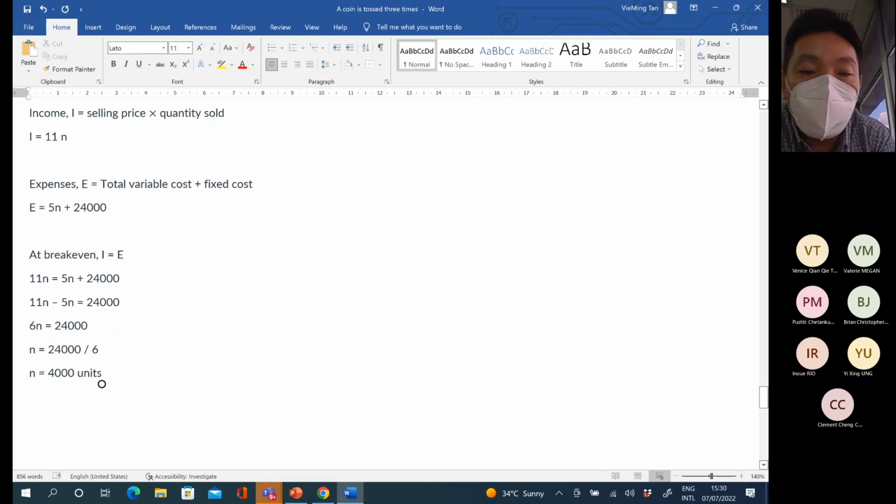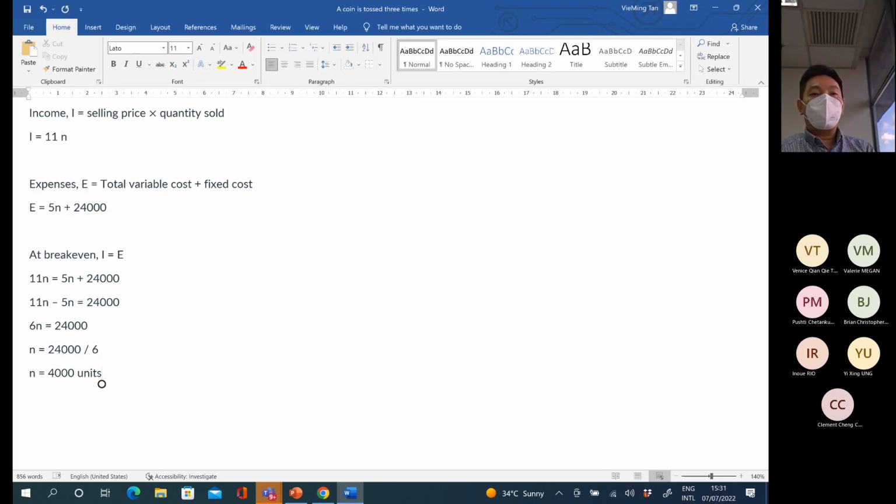So the first unit of profit that can be earned by this company is the 4,001st. So in order to get profit, the company must produce 4,001 units. If the company only produces 4,000 units, it still cannot get profit. It's zero profit, but zero loss. So in order to get profit, the company must produce more than 4,000 units of products.